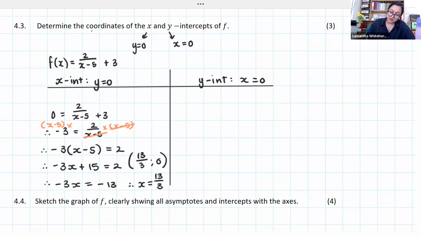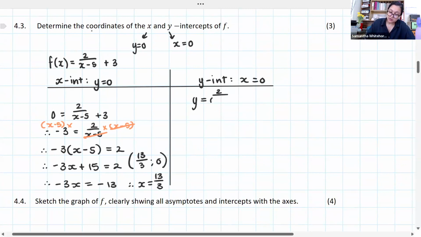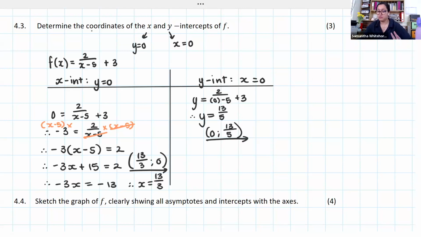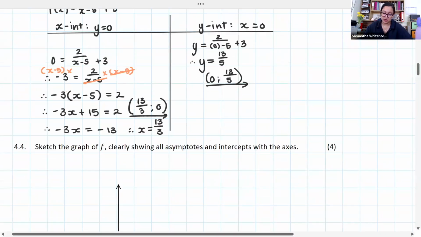Your y-intercept, you're going to make x equals 0, so 2 over 0 minus 5 plus 3. You just chuck that into your calculator. You do not need to try and do LCD and all of that. Gives you 13 over 5. So your y-intercept is at 0, 13 over 5, which it seemed like everyone got. So well done. Alrighty. So not too hard to solve linear equations, nice and easy, straightforward.